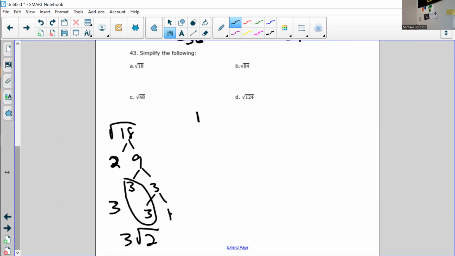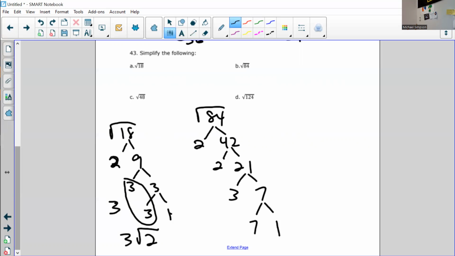Okay, B is square root of 84. I'm going to divide by the smallest prime number, which is 2. That gives me 42. Again, just divide by 2 again. That gives me 21. The smallest prime number is 3. It gives me 7. Then I divide 7. The smallest prime number is going to be 7. 7 gives 1.